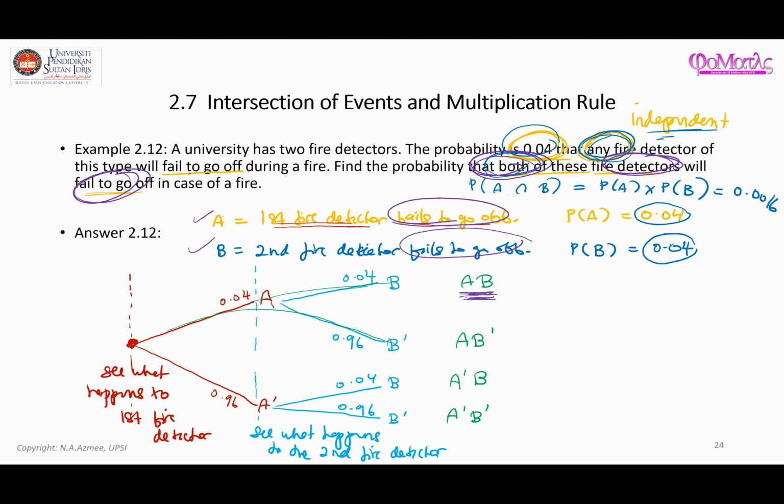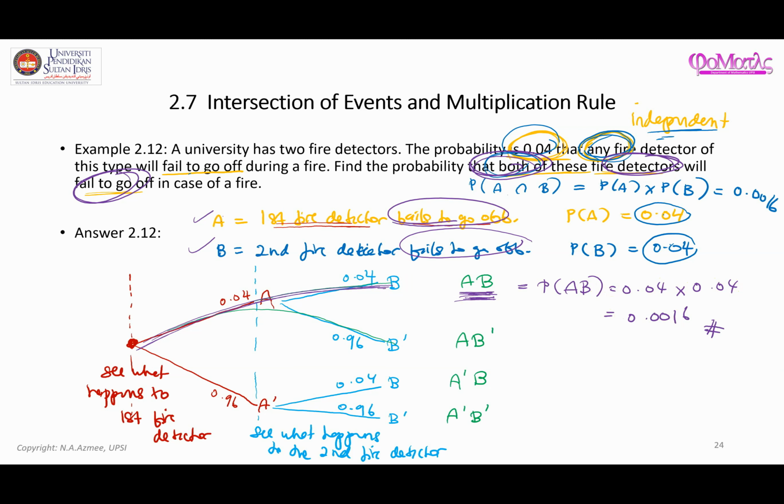Therefore, we have learned in a simple example, a simple probability tree diagram, that in order to find this probability, you just need to multiply the probabilities along the path given here. So the probability of AB is going to be 0.04 times 0.04, and the answer is going to be 0.0016.